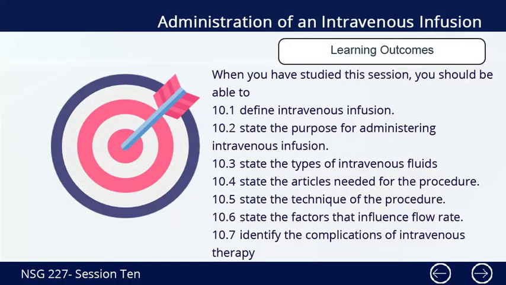Learning outcomes. When you have studied this session, you should be able to: 1. Define intravenous infusion. 2. State the purpose for administering intravenous infusion. 3. State the types of intravenous fluids. 4. State the articles needed for the procedure. 5. State the technique of the procedure. 6. State the factors that influence flow rate. 7. Identify the complications of intravenous therapy.